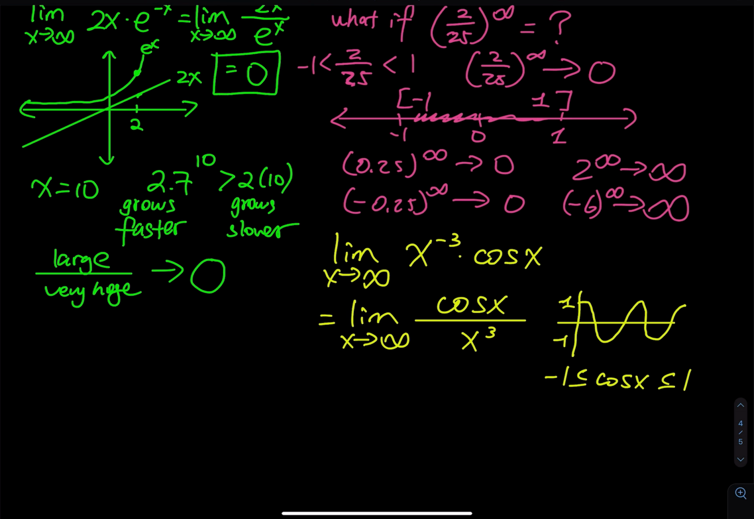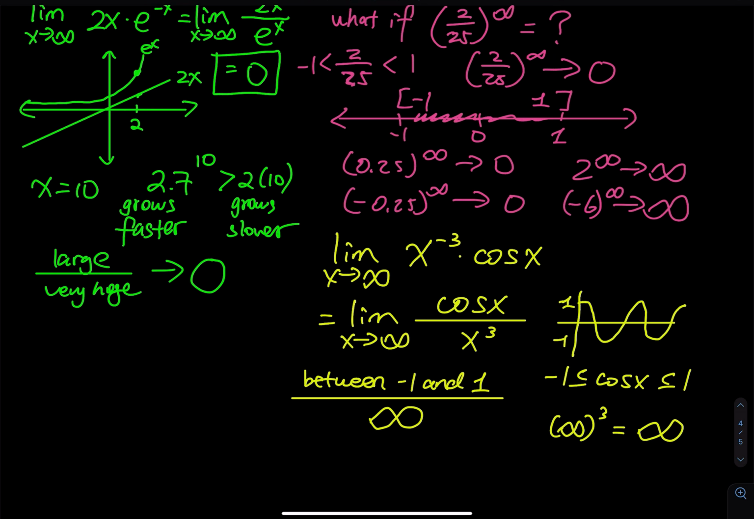But how about x to the third? If you have infinity raised to the third power, that is equal to a huge infinity. So overall, what you have is something between negative 1 and 1 divided by a huge infinity. Whatever this value is, it's just some value between negative 1 and 1. You divide it by infinity. So overall, that is equal to 0.